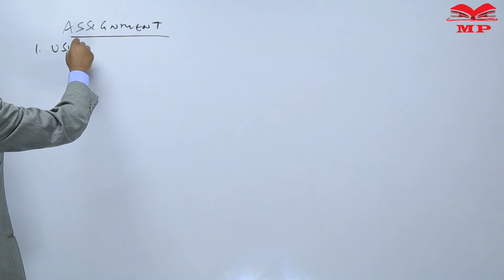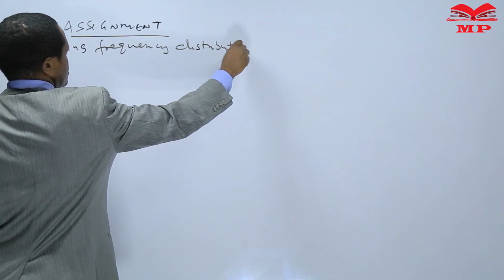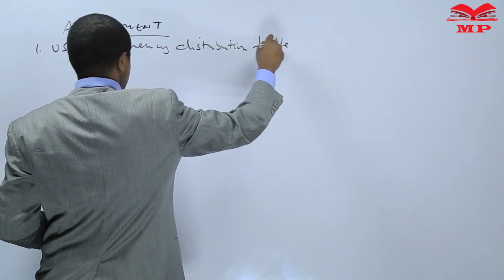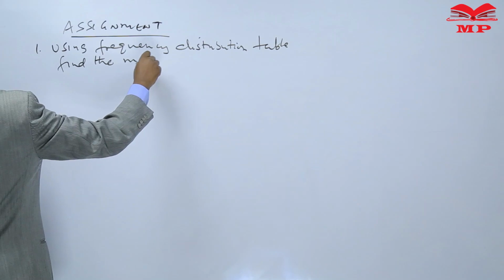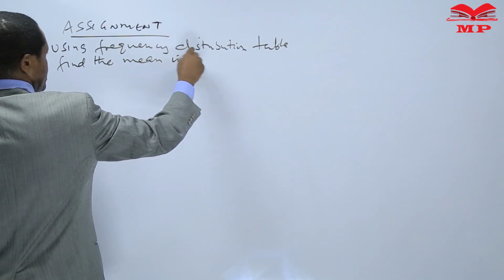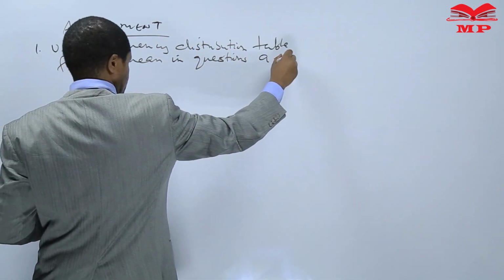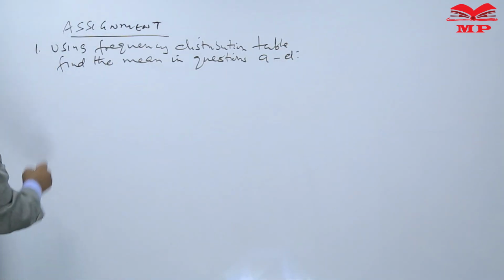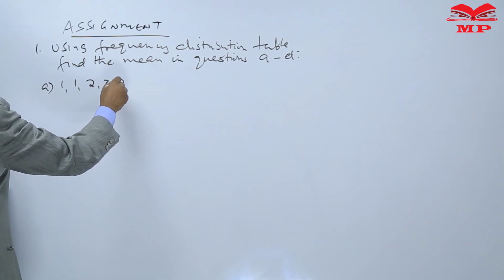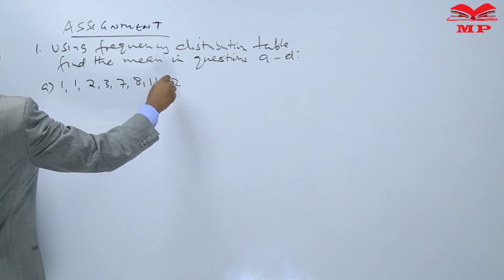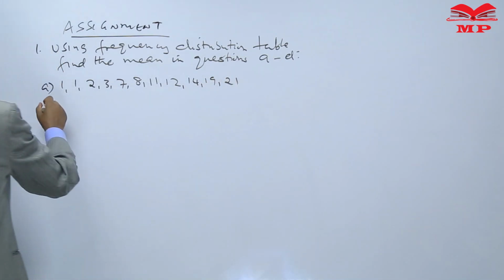Assignment 1. Using a frequency distribution table, find the mean in questions A to D. So we have A here: 1, 1, 2, 3, 7, 8, 11, 12, 14, 19, 21.